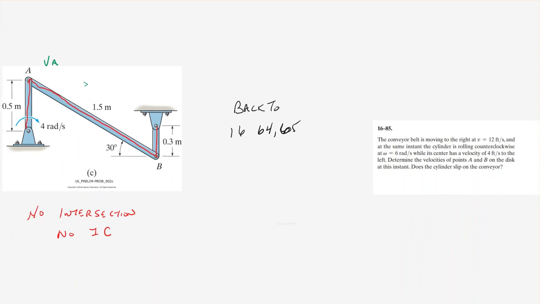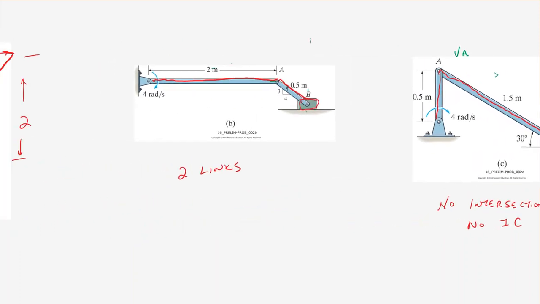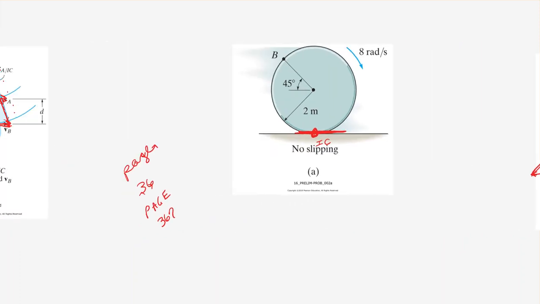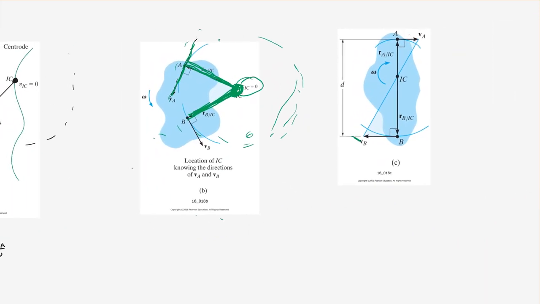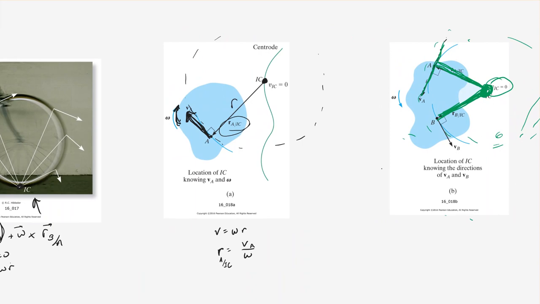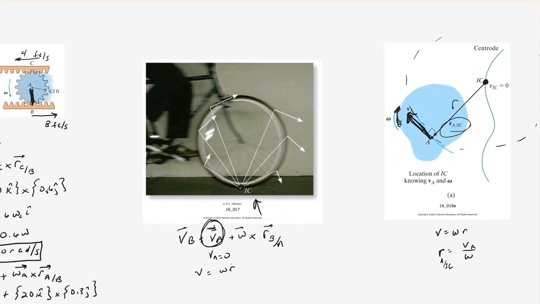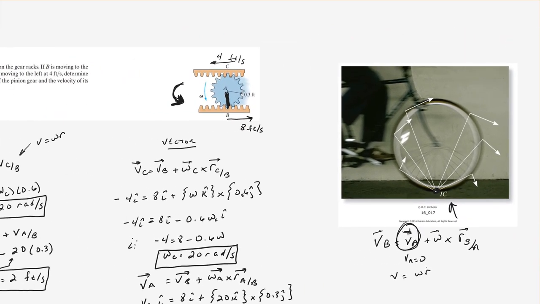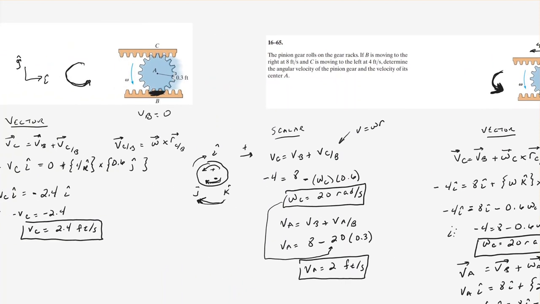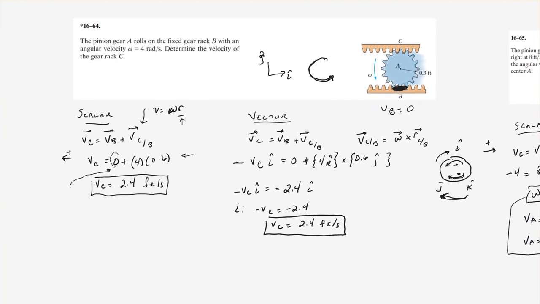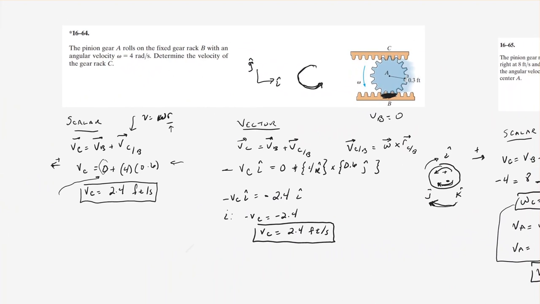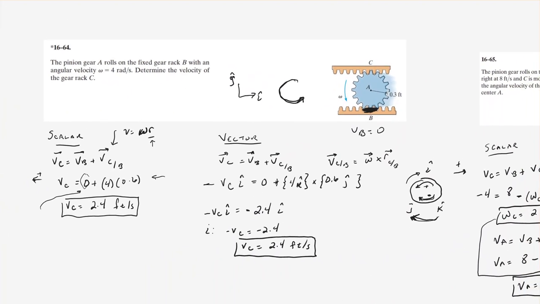Now, let's go back to 16, 64, and 65. So we're going to scroll all the way back over here. If I ever get back there. All right. Now, so this is the one.